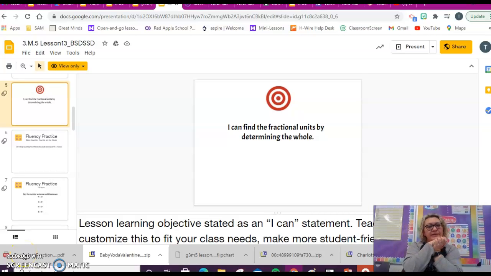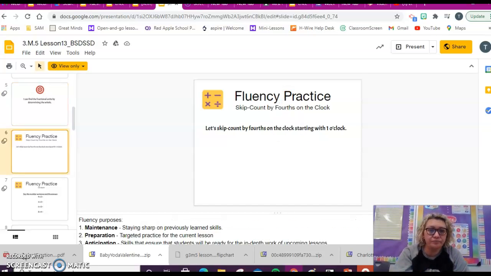Okay, here is lesson 13. You will need an index card, or if you don't have an index card, go find or make a paper that is, you know, equal. You could even just use a piece of paper. That would be fine. Okay, so today is I can find the fractional units by determining the whole.